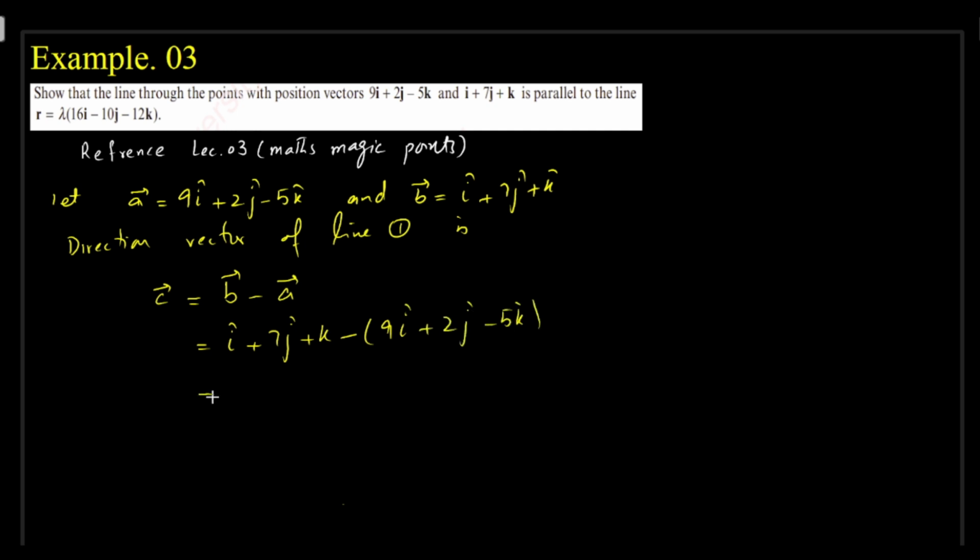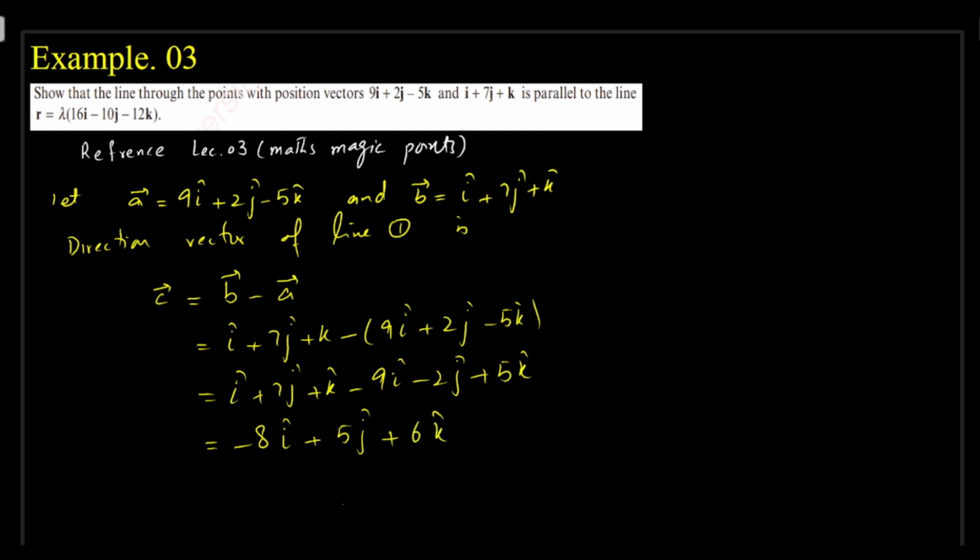Okay, well, expanding the bracket, we get i unit vector plus 7j plus k minus 9i unit vector minus 2j unit vector plus 5k unit vector. Now collecting the like components: minus 8i unit vector, 7j minus 2j plus 5j unit vector, and plus k plus 5k, which is 6k unit vector.